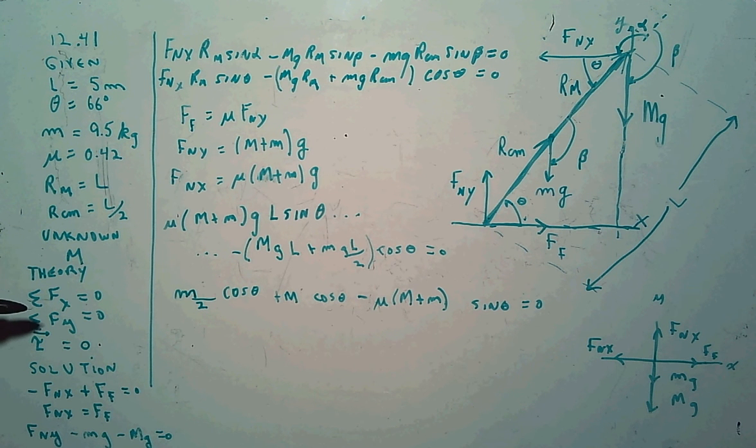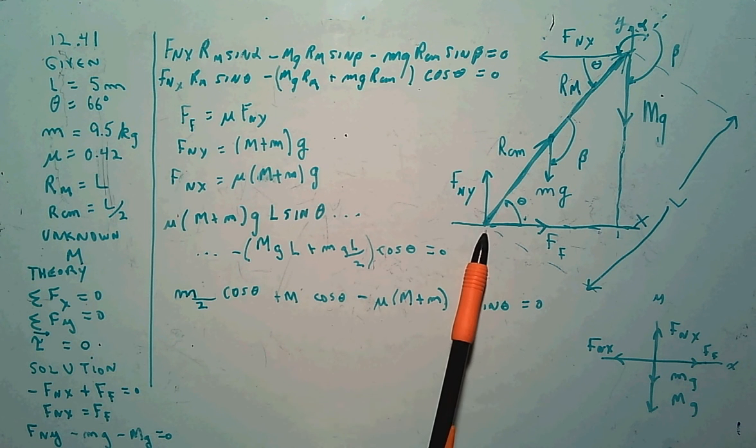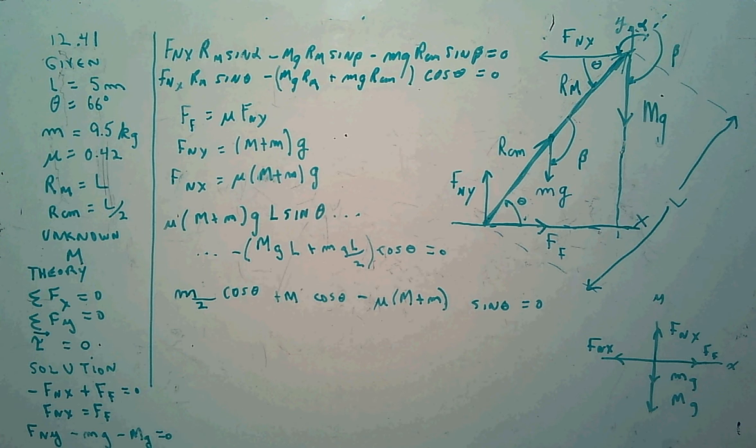And of course, to be able to determine this mass, we must be able to establish the maximum mass such that it's in equilibrium. That is, the sum of the forces in the x must be equal to 0, the sum of the forces in the y must be equal to 0, and the sum of the torques about this point at the bottom, and that's where I'm going to calculate the torque, must be equal to 0.